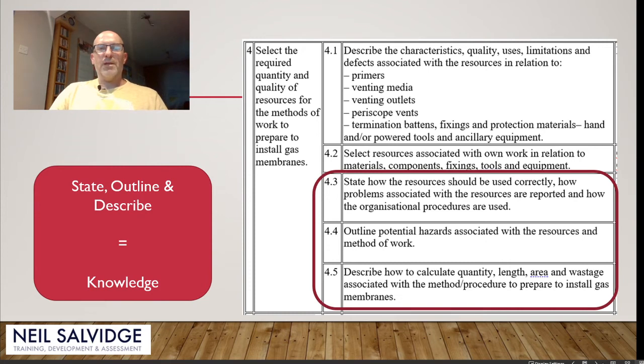So we've got 3 remaining subunits here, which is, again, state, outline and describe. Again, all knowledge. So the learner will be telling me what their understanding is of this, and we should be looking at how to use the resources correctly and understanding problems, the outline, potential hazards. So we're back on our health and safety a little bit there, but directly related with the products, and also how to calculate quantity and length and area and wastage. So the next 3 slides are going to cover these 3 subunits.